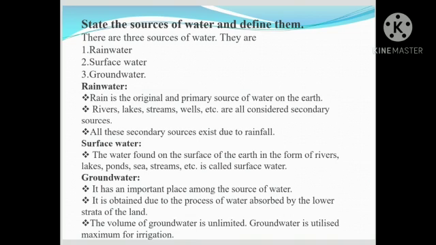Surface water. The water found on the surface of the earth in the form of rivers, lakes, ponds, seas, streams, etc. is called surface water. Groundwater. It has an important place among the sources of water. It is obtained due to the process of water being absorbed by the lower strata of the land. The volume of groundwater is unlimited. Groundwater is utilized maximum for irrigation.